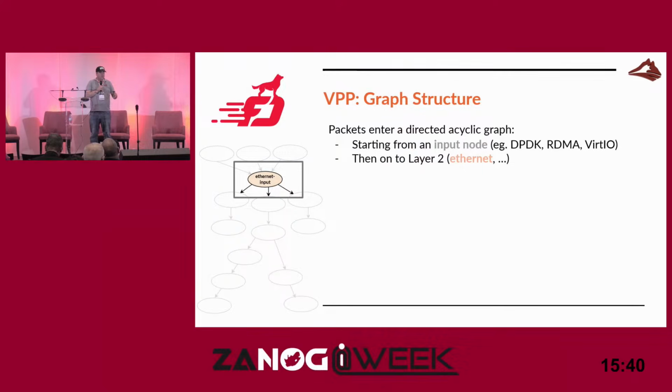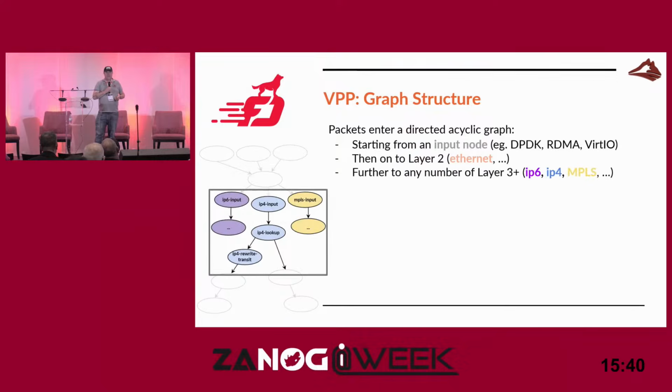So as we read from the network in one of these input nodes, we'll pass it on to typically an Ethernet input node. Obviously, if you don't have Ethernet, it will use another node, but this is the one that's mostly prevalent. So we go on to layer 2, and that node's only job is to figure out what type of packet this is. Is this maybe an IPv4 packet or an IPv6 packet or an MPLS packet? And then it sends it off its merry way into those stacks or those parts of the graph.